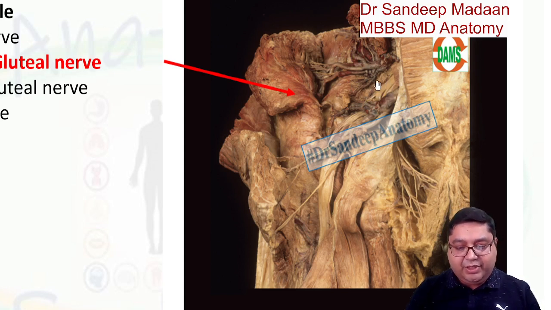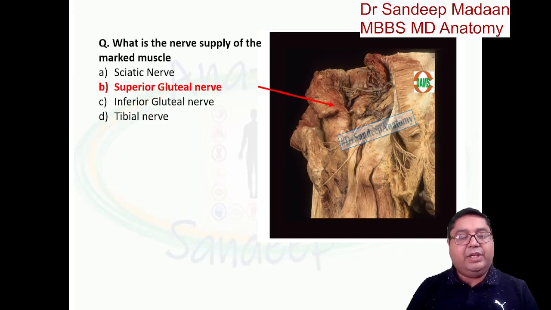So if this is the piriformis muscle, above the piriformis are the superior gluteal nerve and vessels, which are going for the gluteus medius and the gluteus minimus. And below the piriformis, this will be the inferior gluteal nerve, which will be approaching the gluteus maximus muscle. So now we know the gluteus medius has been marked, so the answer will be superior gluteal nerve. Let us take the next question.